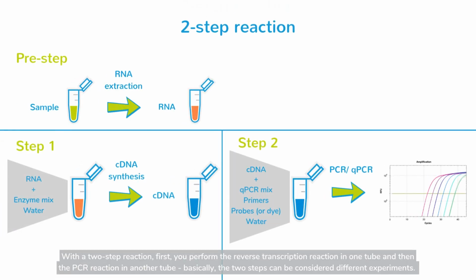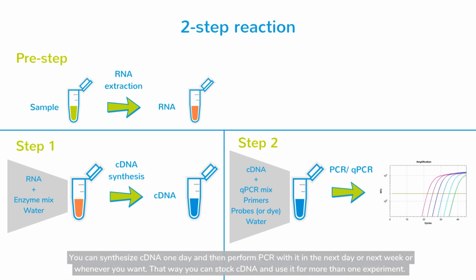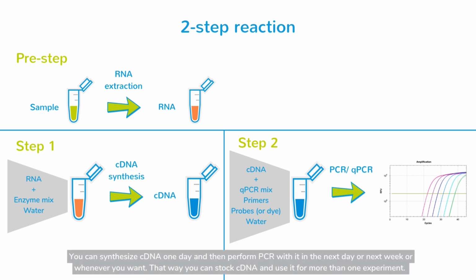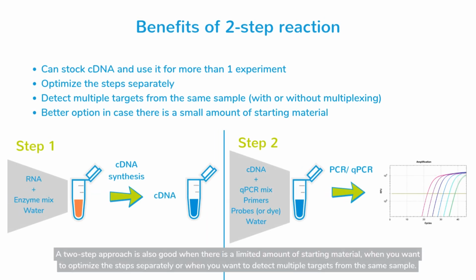With a two-step reaction, first you perform the reverse transcription reaction in one tube and then the PCR reaction in another tube. Basically, the two steps can be considered different experiments. You can synthesize cDNA one day and then perform PCR with it the next day, or next week, or whenever you want. That way you can stock cDNA and use it for more than one experiment. A two-step approach is also good when there is a limited amount of starting material, when you want to optimize these steps separately, or when you want to detect multiple targets from the same sample.